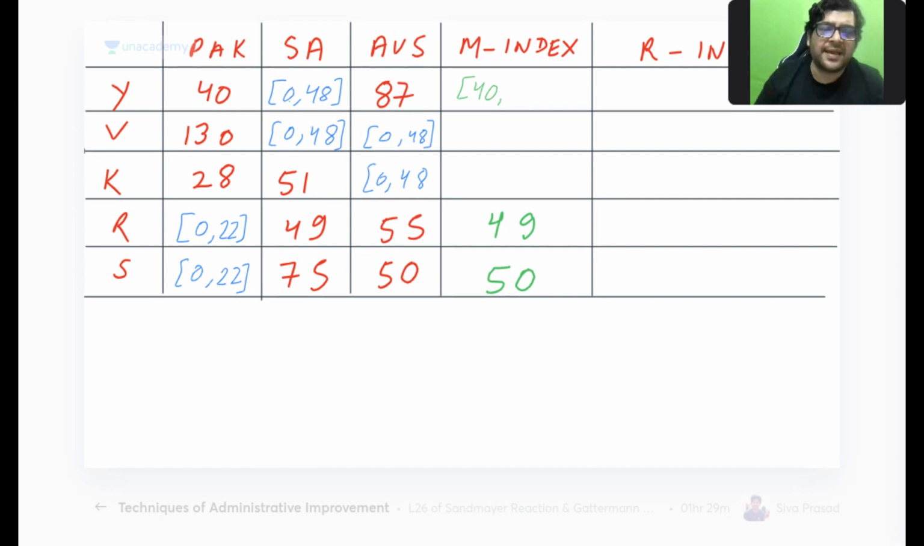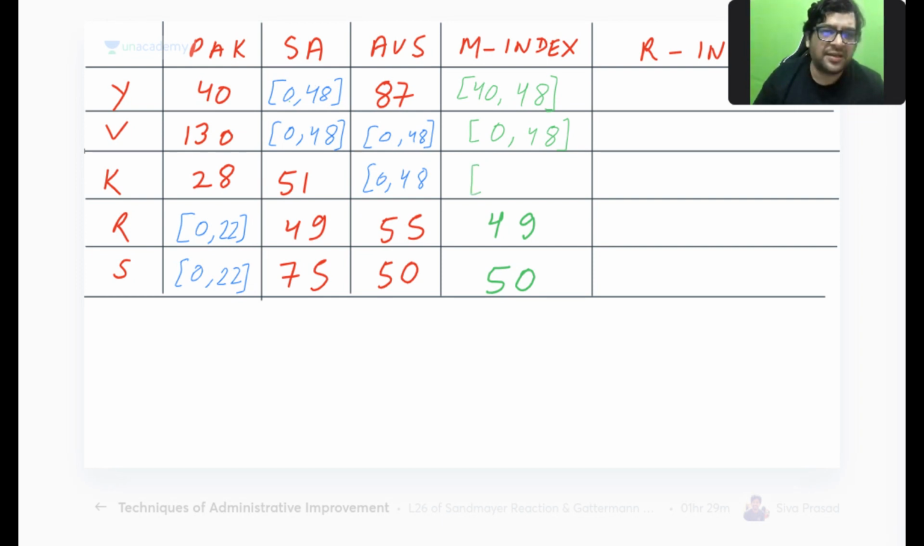So now we cannot say what the exact middle score is, but we know that the middle score will lie between 40 and 48. Are you guys okay with this? That the middle score or the M index will lie between 40 and 48 for Yuvraj. For Virendra, it is possible both of these scores are 0-0. It is possible both of these scores are 48. So the middle value for Virendra can lie at anything between 0 and 48.